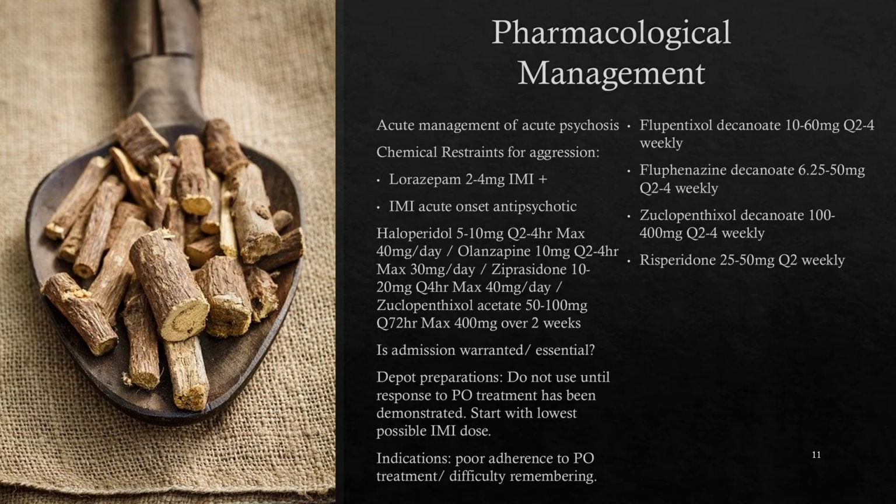In pharmacological management, it is split into the acute management of acute psychosis, as well as the chronic management. In a patient with acute psychosis, you can choose to chemically restrain if there are any signs of aggression. That would be your lorazepam 2 to 4 milligrams IMI plus your IMI acute onset antipsychotic. Usually that would be your haloperidol or olanzapine. The other ones are ziprasidone and one other that I can't pronounce, but usually we use haloperidol.